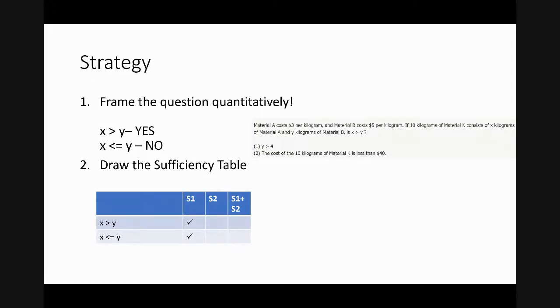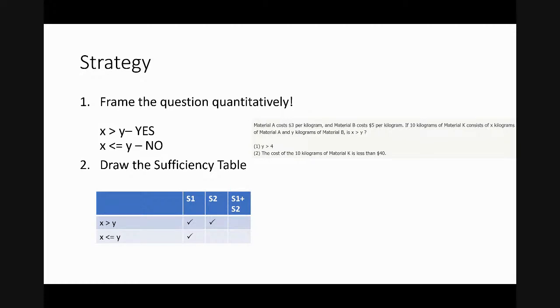What does statement 2 say? Statement 2 says the cost of 10 kilograms of material K is less than 40, right? So the per kilogram cost of material K is less than 4. So now because A is 3 and B is 5, if the resultant mixture is less than 4, that tells me that I have mixed more material A than material B. So that means x has to be greater than y.